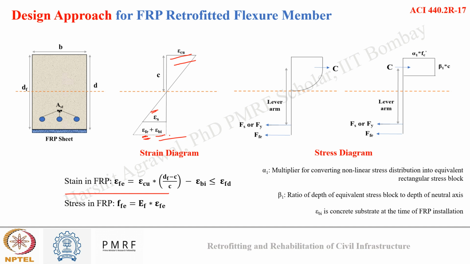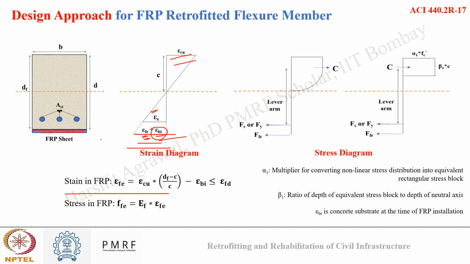Why are these two terms added here? Because when we install an FRP, suppose at the base of a beam, the bottom face of the beam would be under some strain initially, before installation of FRP, which needs to be taken into consideration for designing of FRP. Thus the total strain at the bottom fiber is written as epsilon fe plus epsilon bi, and this epsilon bi is the strain in the concrete before the installation of FRP.